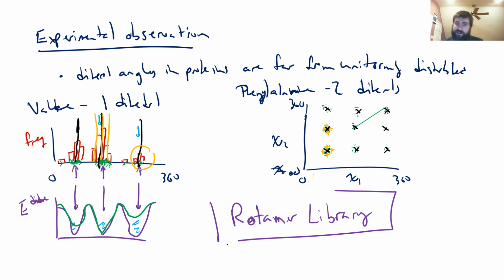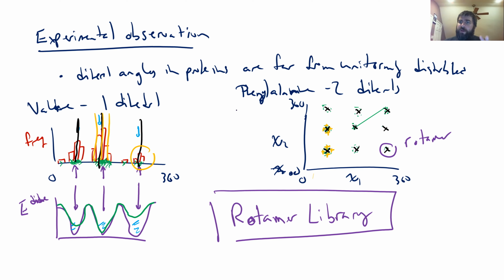We use this term because each individual choice, each one of these individual structures, these preferred states, is referred to as a rotamer. And so we might say in our simplest approximation, valine has 3 rotamers. Phenylalanine has 9 rotamers, and so on.